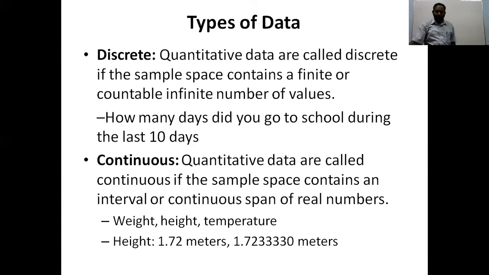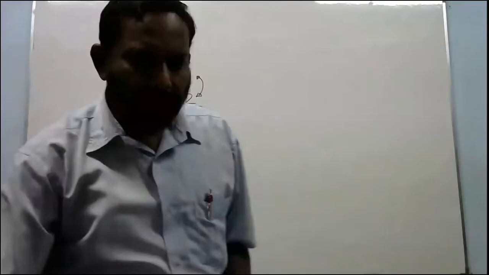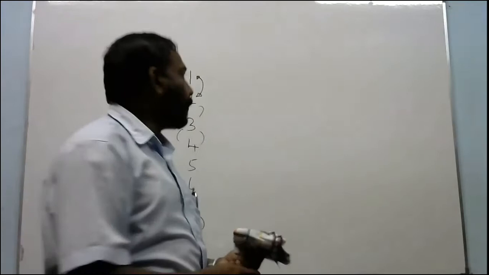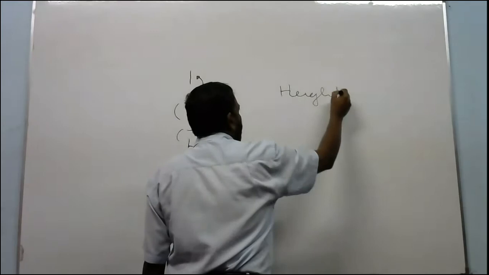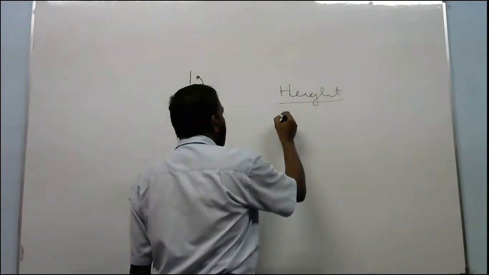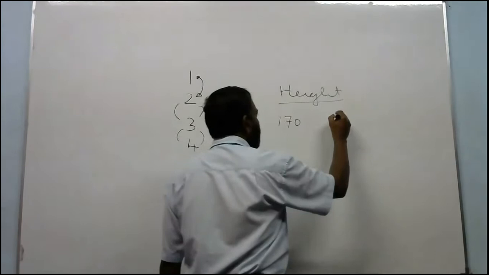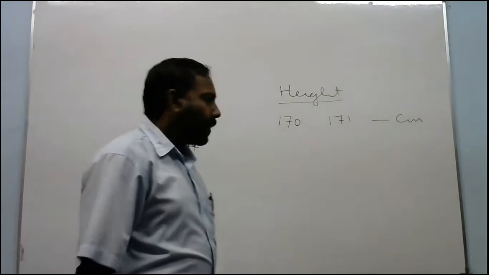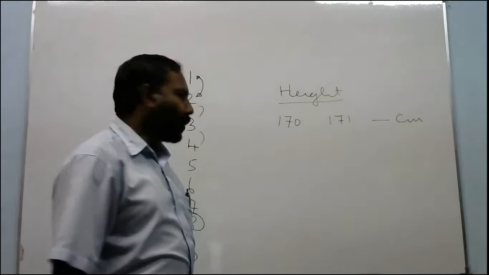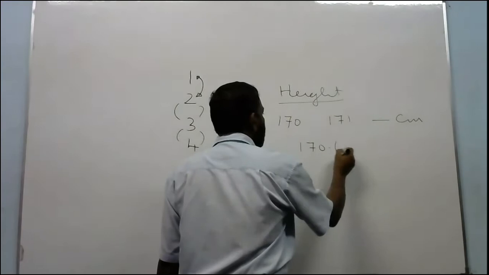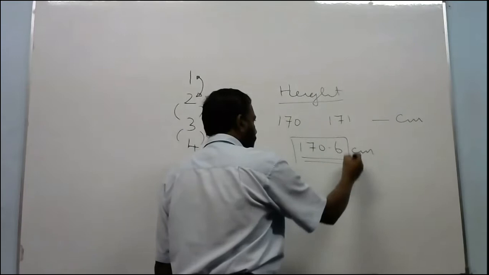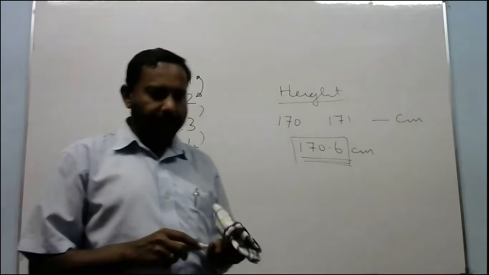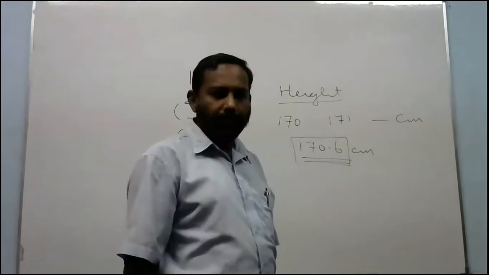So what I want to explain is, when you talk about, let's say, height of a student, let's say we have a value 170, that is one value, the other value is 171, this is in centimeters, right? If you measure a particular student, that student's height value is, let's say, 170.6 centimeters. Is this value possible? The decimal value, in other terms. Yes, it's possible. So this kind of data is called continuous data.